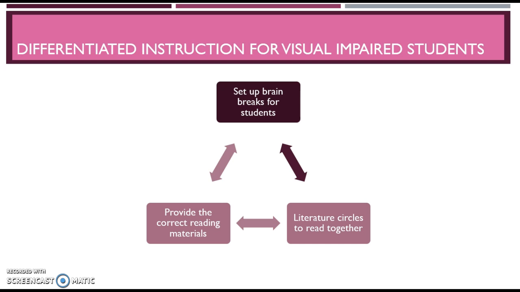Literature circles help them read together as a group. Because they have visual impairments, having the text read out loud lets them comprehend it better than trying to read it and understand. Then provide the correct materials, and noises made on a screen or something like that could help when reading as well.